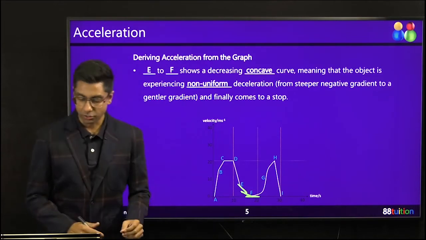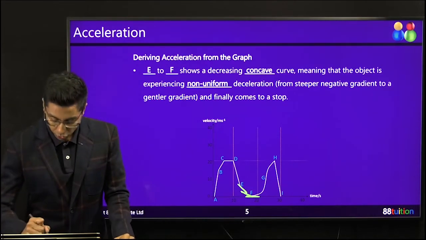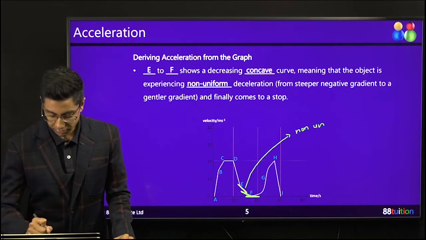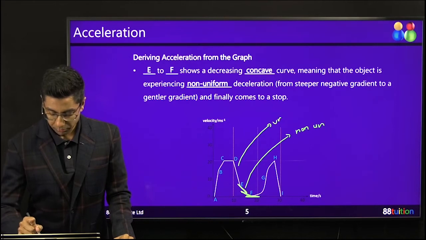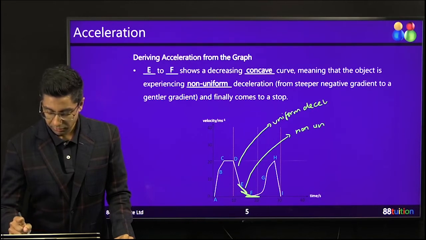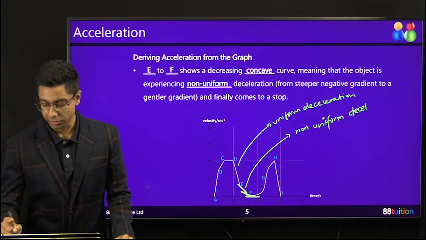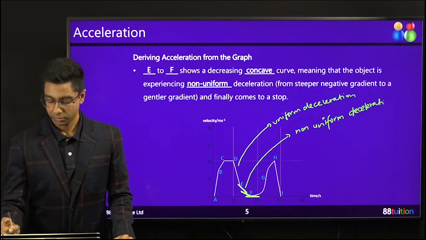So it shows a decreasing concave and therefore a non-uniform deceleration. So this is considered not uniform. Earlier is uniform, steady deceleration. This one is non-uniform, which means it's more difficult to calculate the value unless you are told at which point you want to calculate the value, and then you will do a tangent, right?